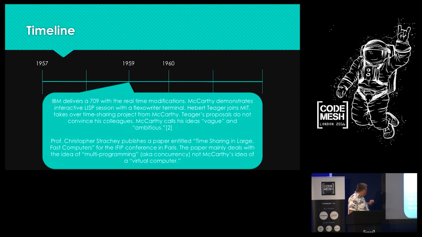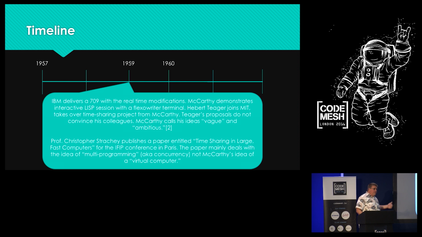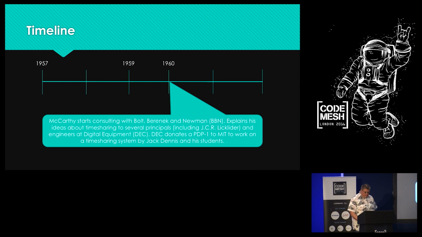And then I mentioned Strachey down here. He published this paper at a very large conference in Paris in 1959. It's called Timesharing in Large Fast Computers, but it mostly deals with this idea of multiprogramming. If you're interested in the history of multiprogramming, I did a talk last year about that, which is also on YouTube, and you can find it. But McCarthy had this idea of a virtual computer that's a little more expansive and encompassing than Strachey's concept.